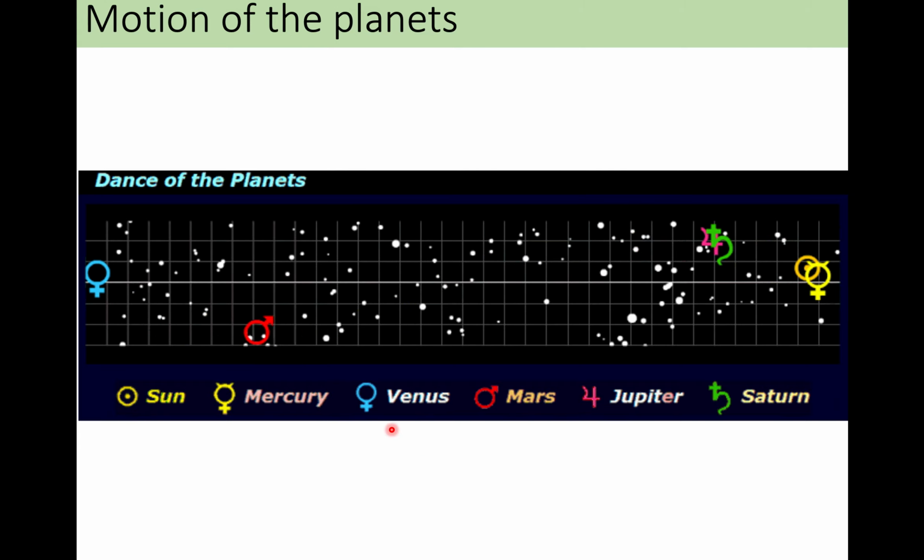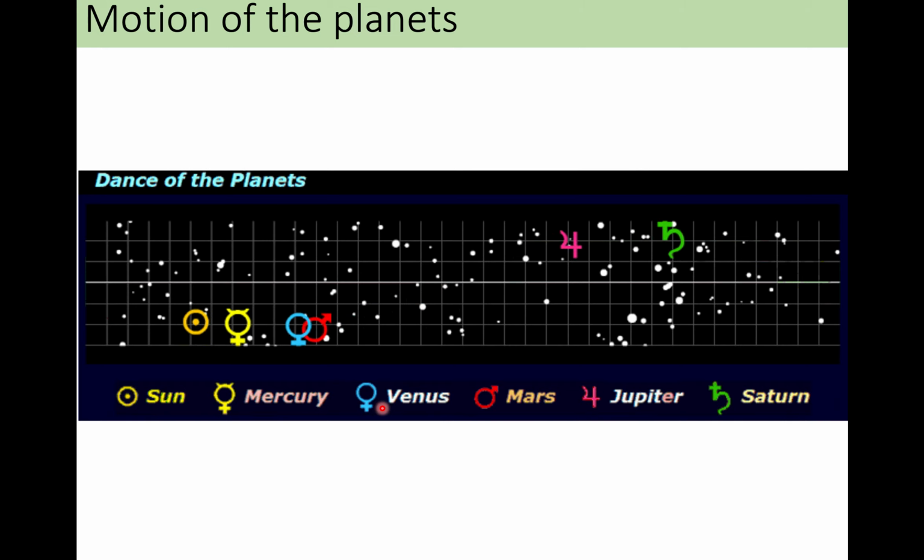If we take a look at the planets now, you'll notice that Mercury is the yellow planet. You'll notice Venus is the blue planet. So these are the inner planets. These are the planets closer to the sun than we are. And you'll notice that the location of these planets is never too far away from the sun.